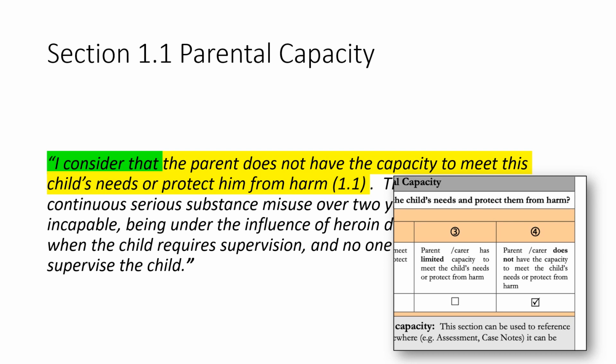The description from box 4 is incorporated into the statement. In original form, the box reads, "Parent, carer, does not have the capacity to meet the child's needs or protect from harm." In the statement, this is slightly individualized from the child to him or her. It reads, "I consider that the parent does not have the capacity to meet this child's needs or protect him from harm."